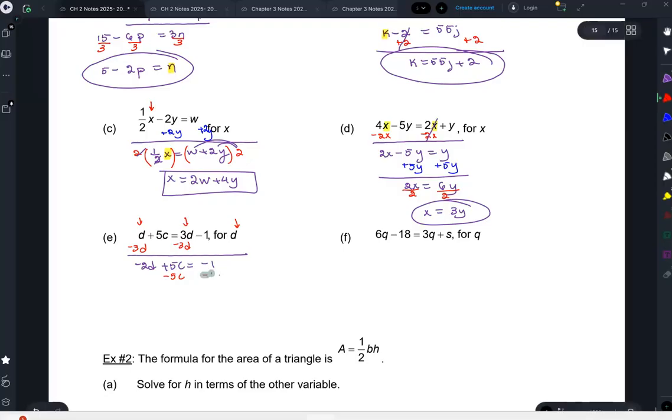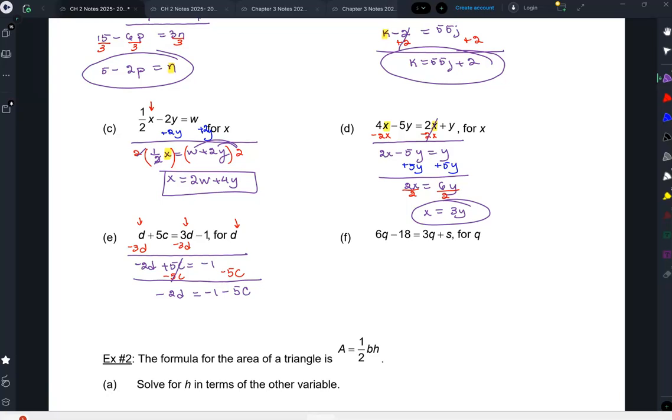But the minus 5c, I'm not going to align it because they're not like terms. Okay? So let's see what we're going to get. What are we going to get? I have negative 2d here is equal to negative 1 minus 5c.